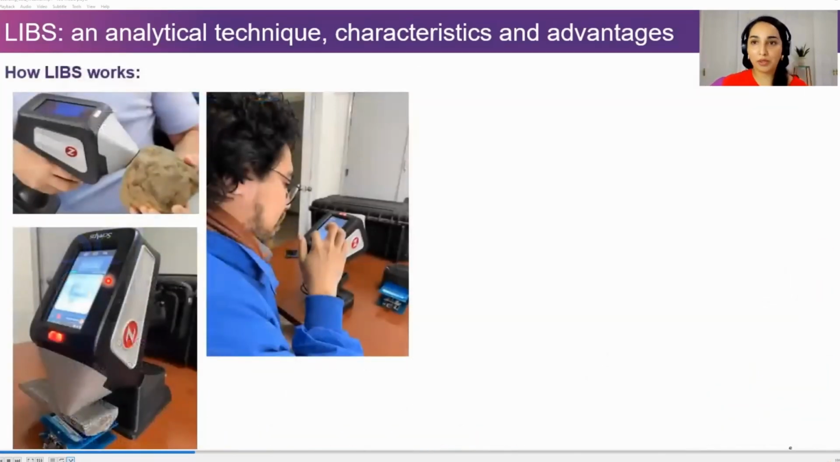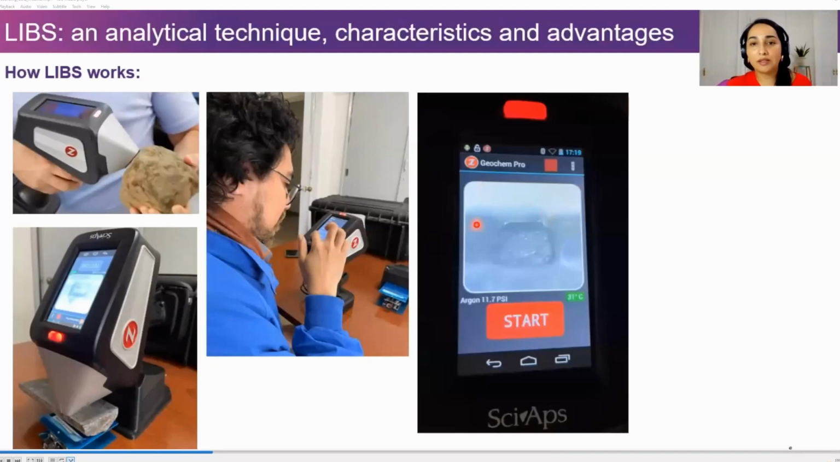So here is a picture of how you can use LIBS with your sample. Yes, you can take the LIBS instrument and put it on your sample, and you can also use an extra accessory, such as this black one or blue one, and put your sample in a static way. The screen is a touch screen, so you can choose your analytical option or application. The screen here is an example using the GeoChem Pro application.